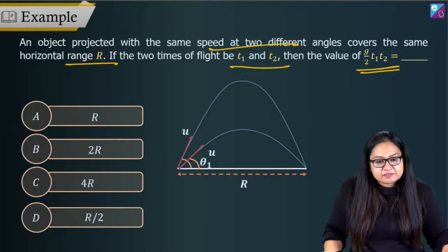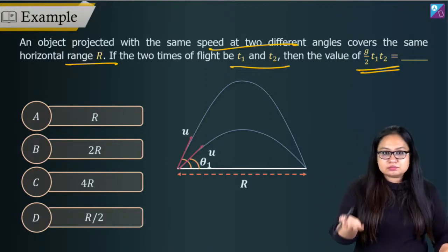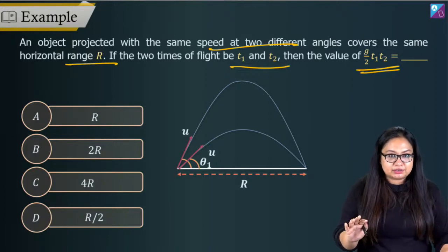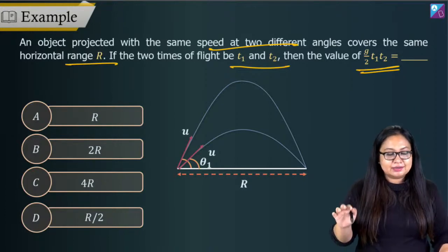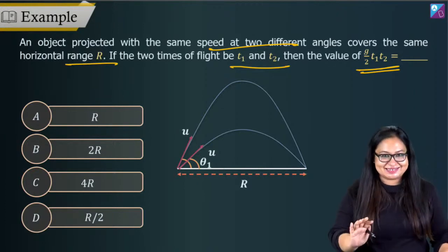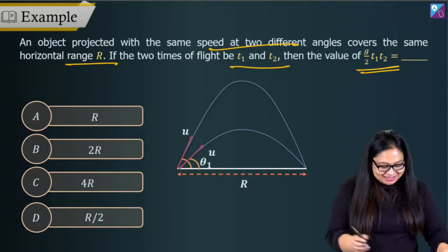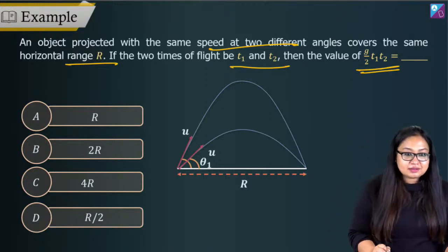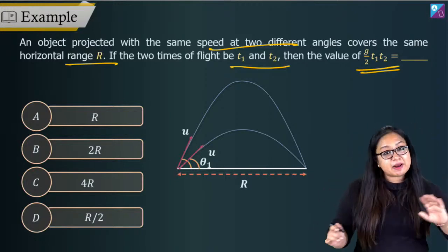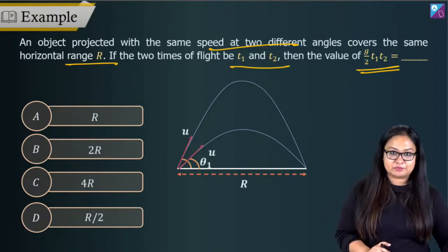Mohit is asking, please clarify in the previous question, maximum height should be 375 by 4 or what? Hey, just apply the formula. Okay, so u square sine square theta by 2g and substitute the values. U is equal to 50, theta is equal to 60 degrees. Whatever comes out is the answer. Mohit, is that clear? Just apply the formula, alright? What answer comes about when you calculate is the answer for you.